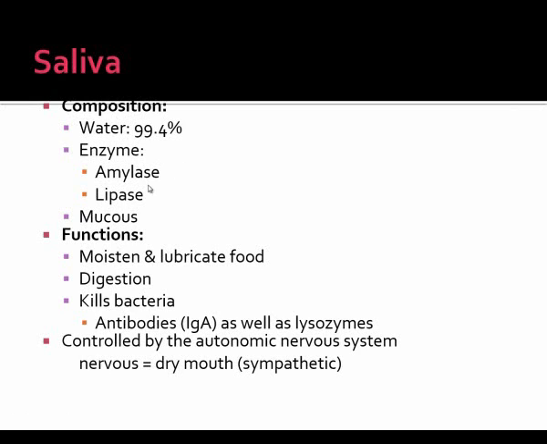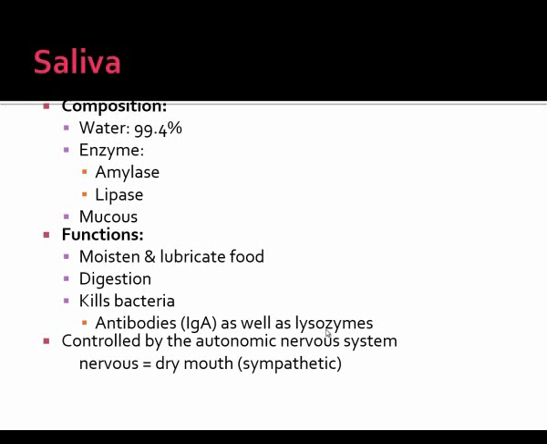There is some mucus that is mixed in with this composition as well. So when we look at the function of the saliva, like we talked about just a minute ago, it is to moisten and lubricate the food and prepare it for swallowing. For the digestion process, remember digestion is mechanical or chemical breakdown, so the chemical breakdown by amylase and lipase is going to help with that. Saliva will also help with killing bacteria because there are antibodies. Antibody IgA, immunoglobulin A, is in there, as well as some lysozymes, which are going to help break down and destroy anything that may not be wanted within the oral cavity.